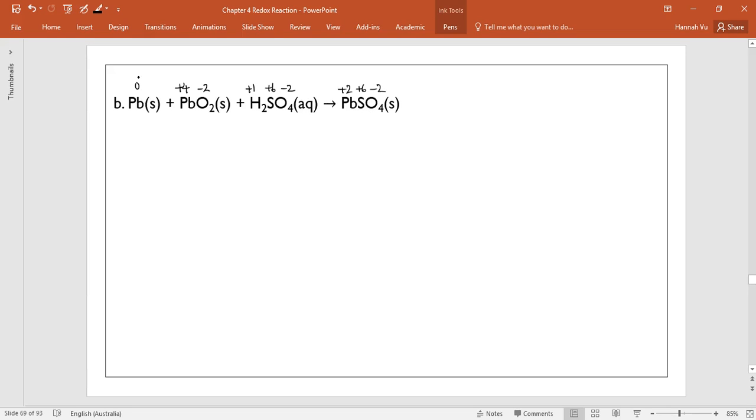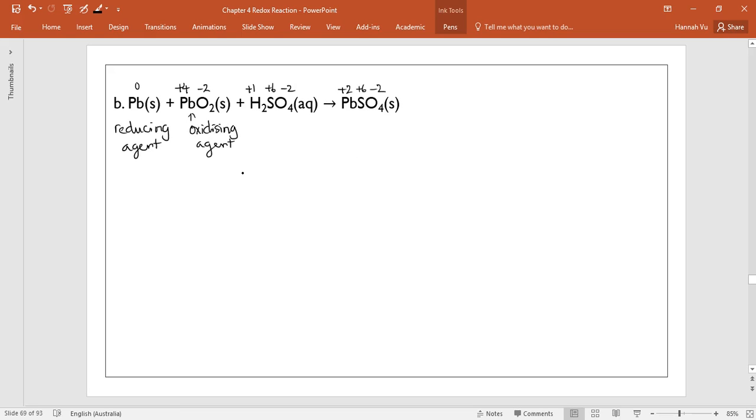So Pb has an increase in oxidation number from 0 to positive 2, which means that it is the reducing agent, as there is an increase in oxidation number. PbO2, so the lead in PbO2 has a decrease in oxidation number from positive 4 down to positive 2, so it is your oxidizing agent. Okay, so I have identified the oxidizing and reducing agent.